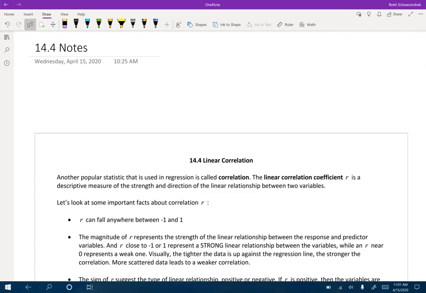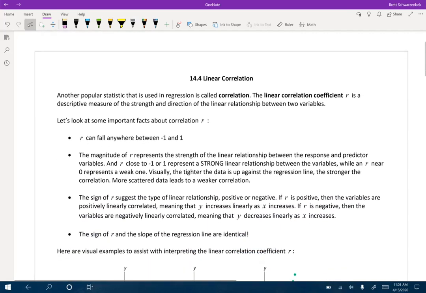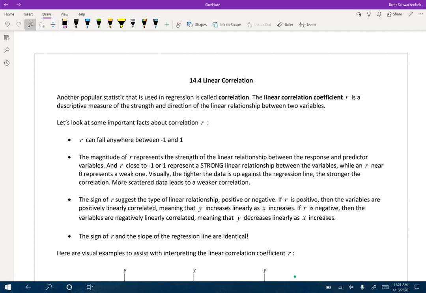Okay, so this is the 14.4 notes for stat honors. In this section, we're going to be dealing with yet again another measure that helps us with our regression procedures. This measure is going to be called correlation. I'm sure in your regular English language you've heard the word correlate before. So that's where you're going to be learning much more detail about that here.